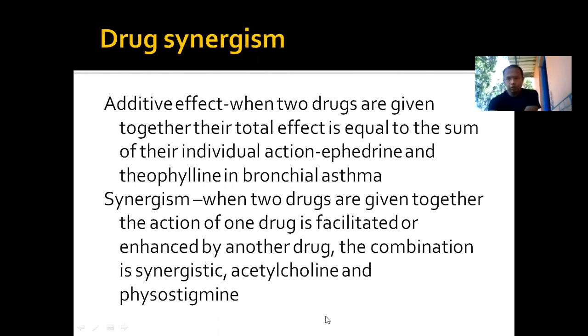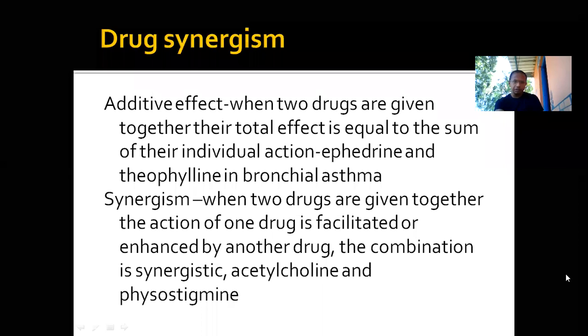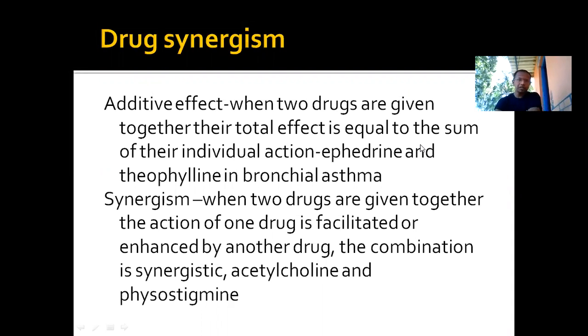So here I was trying to explain one of the key concepts which we missed in the last class, that is additive effect and synergism. Additive effect is when two drugs are given together and their total effect is equal to the sum of the individual actions, ephedrine plus theophylline. Here drugs with different mechanisms of action are given, and that becomes additive effect. Here 1 plus 1 is equal to 2. Remember, ephedrine plus theophylline in bronchial asthma, it is 1 plus 1 is equal to 2.